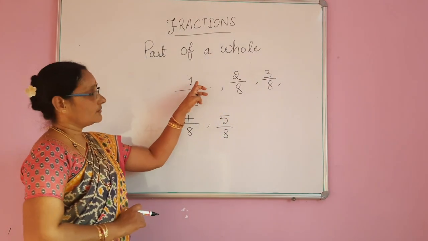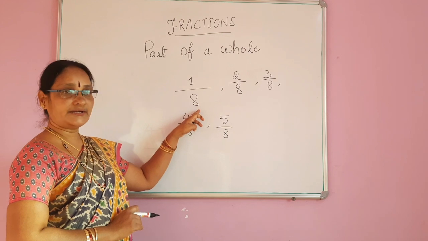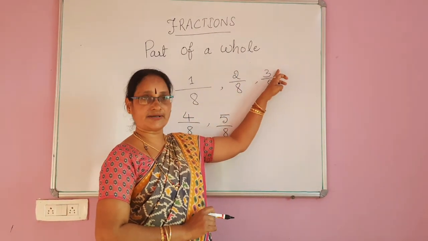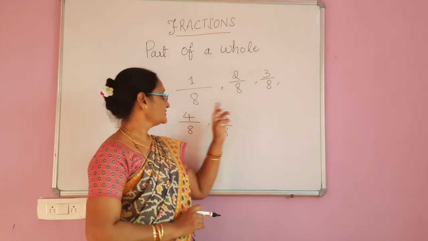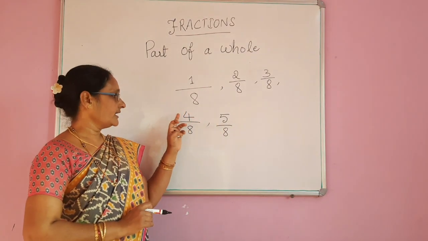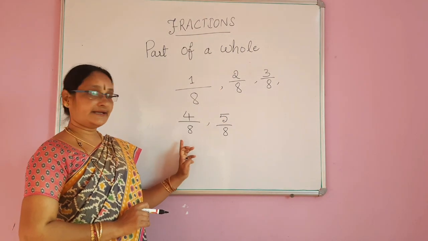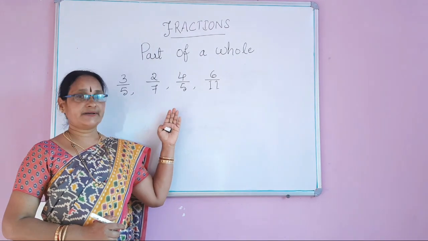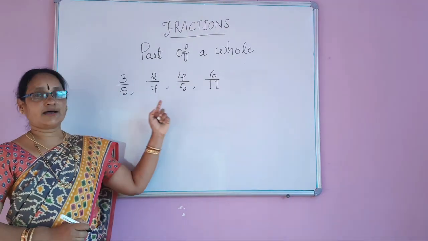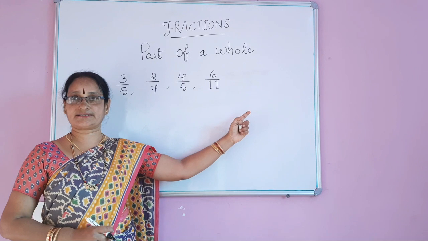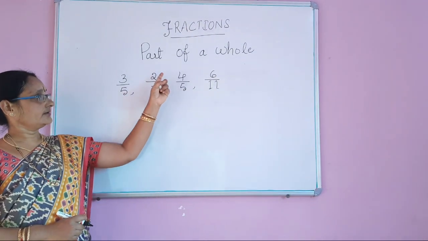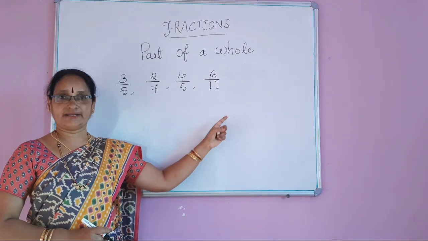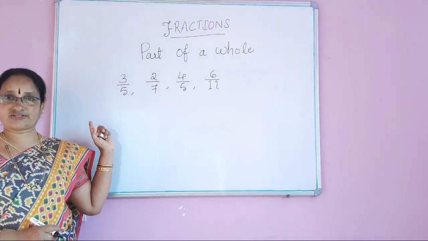In these fractions, 1 is numerator, 8 is denominator, 2 is numerator, 8 is denominator, 3 is numerator, 8 is denominator. So like this and so on. 4 and 5 are numerators and 8 is denominator. Yes, my dear students, these all are examples of fractions. 3 by 5, 2 by 5, 4 by 5, 6 by 11. These all are different fractions.